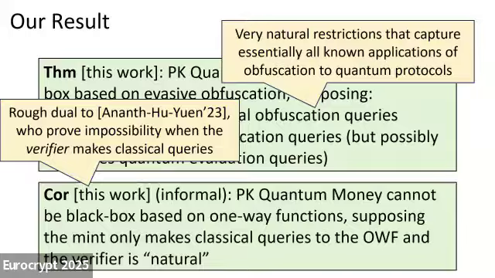And I'll note that this corollary is actually a rough dual to a somewhat recent work that showed that you can't construct public key quantum money from one-way functions where the verifier's queries are classical. So they showed that the verifier's queries can't be classical. We show that the mint's queries can't be classical. So maybe this is some progress toward a full separation between quantum money and one-way functions.